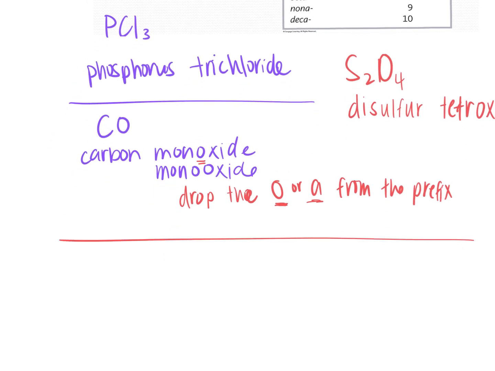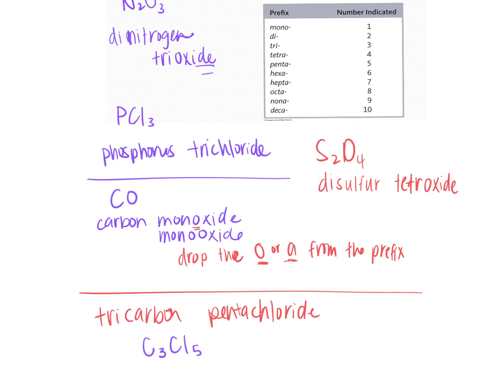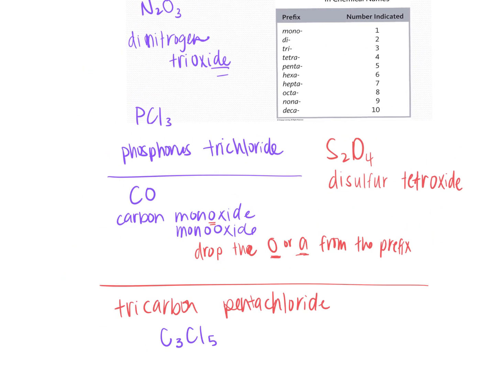Okay, so what if I gave you this one? If I said tricarbon pentachloride. Tricarbon pentachloride. Give me the formula for it. What would it be? C3Cl5. Penta is 5. Sorry, you can't see that up there. C3Cl5. Okay, simple, right?